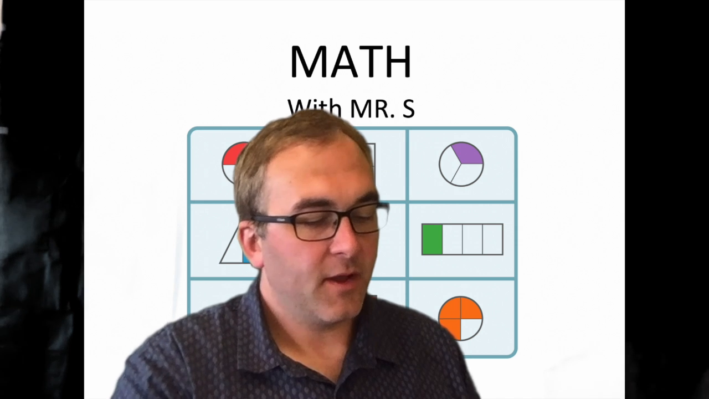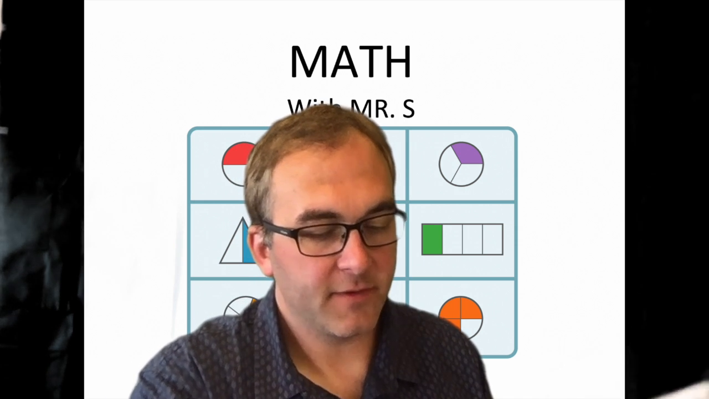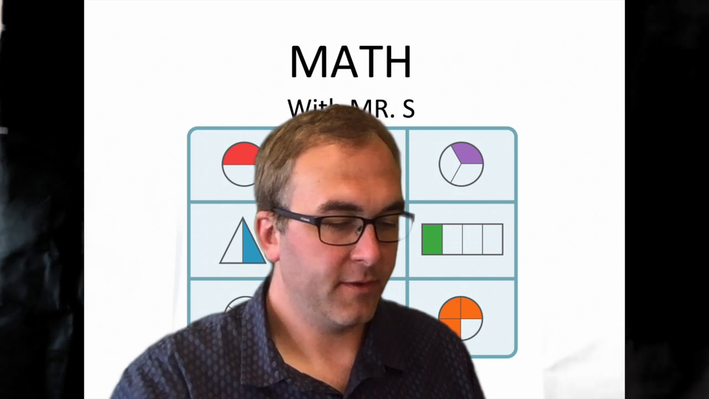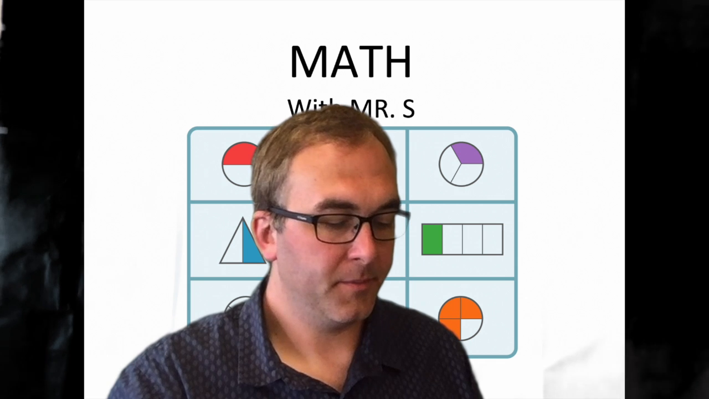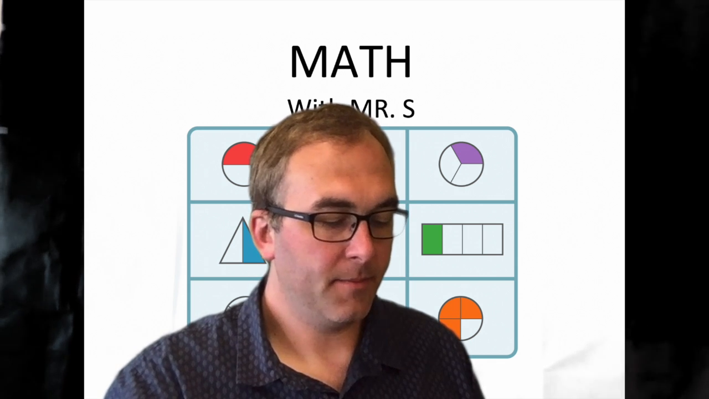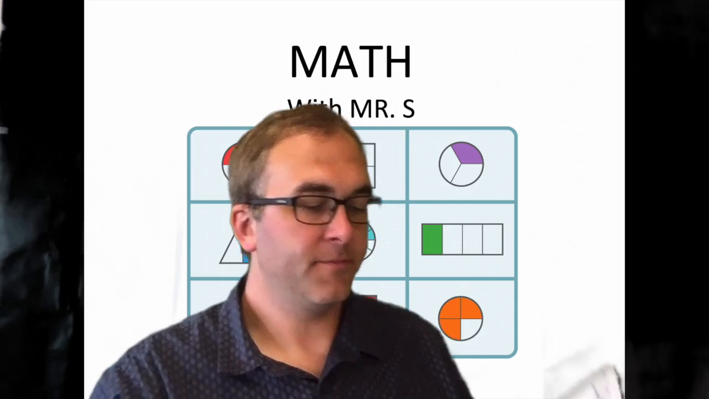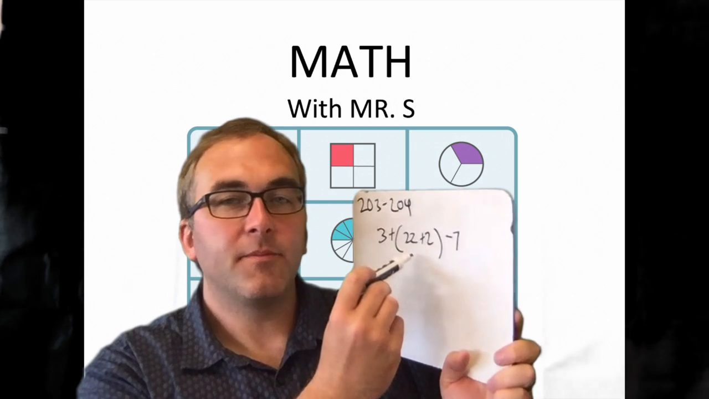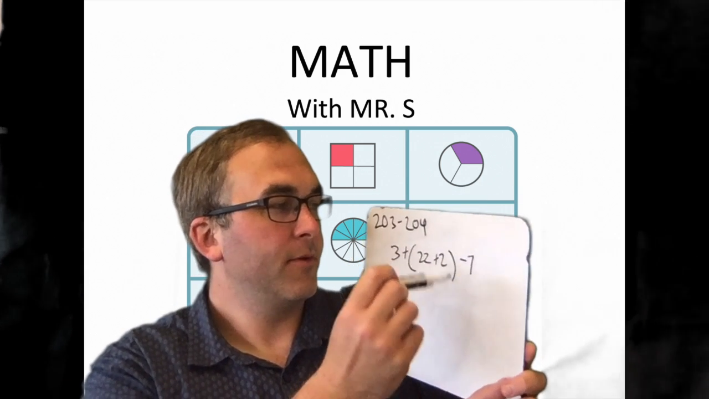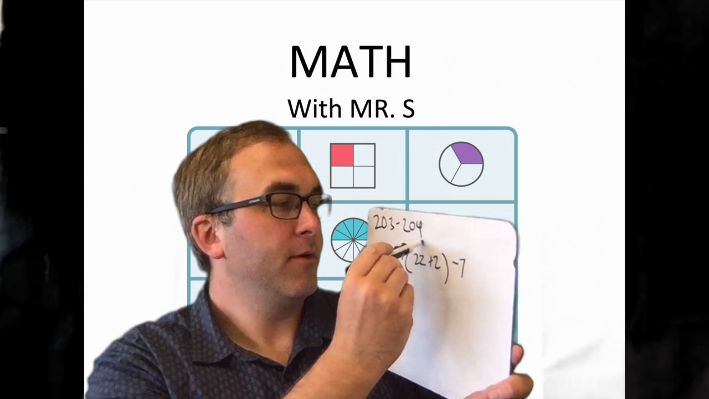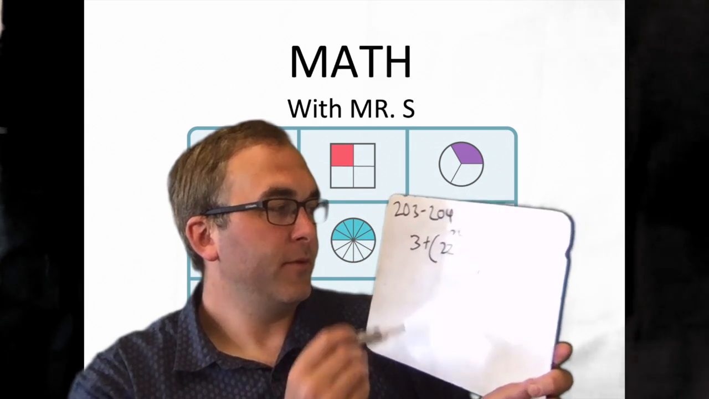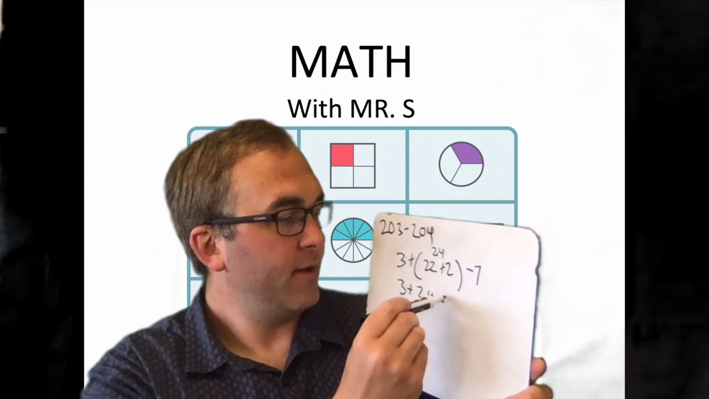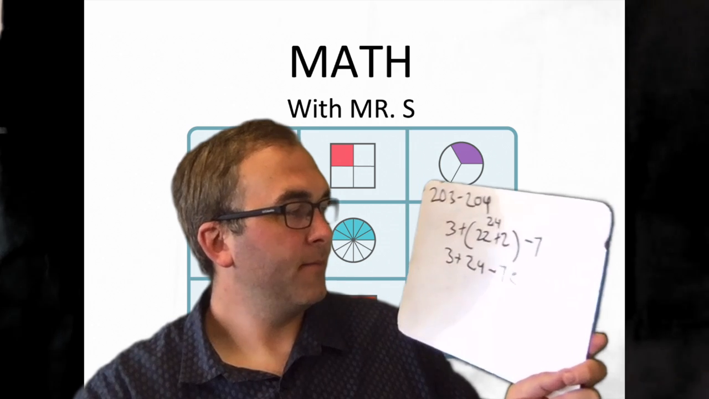I'm going to look at one that's not on here because, like I said, they're pretty easy. If I said 3 plus 22 plus 2 minus 7, something like that. So we're doing inside the parentheses first, right? That was the rule. So 22 plus 2 is 24. So we say 3 plus 24 minus 7 equals what?